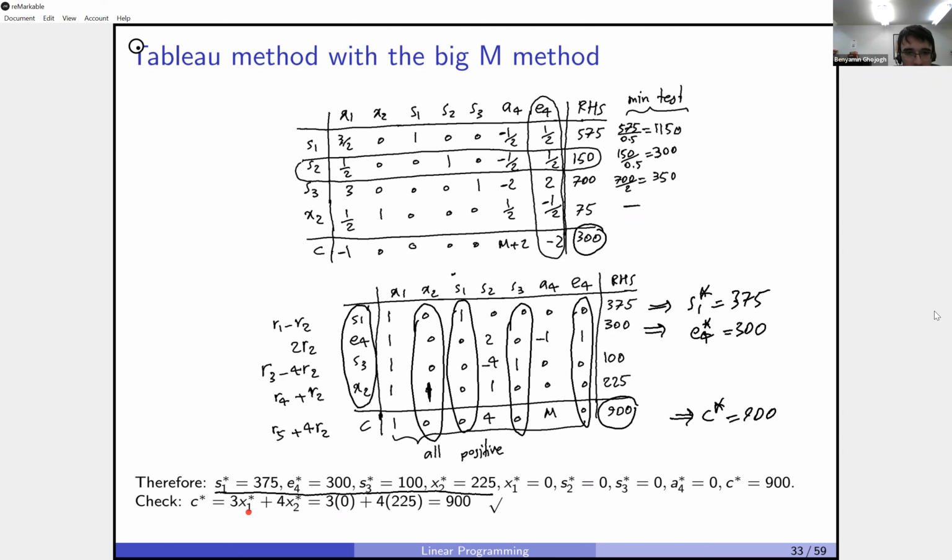C star is 3x1 star plus 4x2 star, because this was the cost function. Now I ignore M, because minus M A4 already becomes 0. Why? Because I already found A4 star to be 0. So that's why we added that part to the cost function, in order to make A4 very small until it became 0. Now I only have this cost function. So 3x1 star, where x1 was a non-basic variable, which was 0, and 4x2 star is 4 times 225. It becomes 900, and this is exactly equal to this, correct.